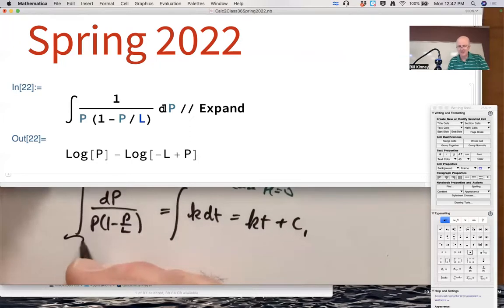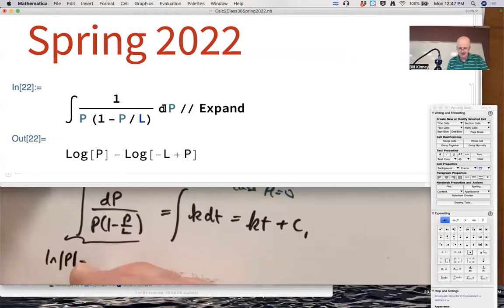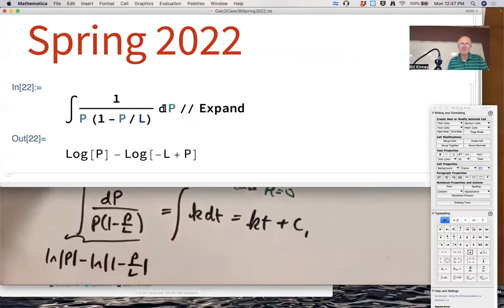Let's go ahead and initially write it with the absolute value signs. If Mathematica is right, this integral should be natural log of the absolute value of P minus natural log of the absolute value of 1 minus P over L. You could say plus C2, but I won't bother. You put the C2 on the other side anyway. Always remember what your goal is with differential equations. With solving them, you're trying to solve for the dependent variable, in this case P, in terms of the independent variable, T.